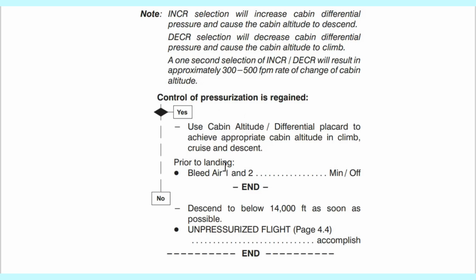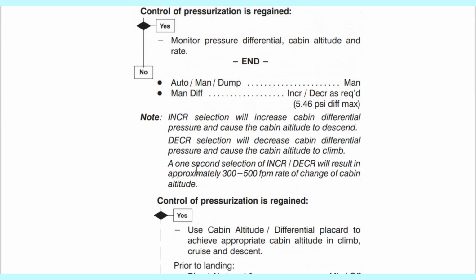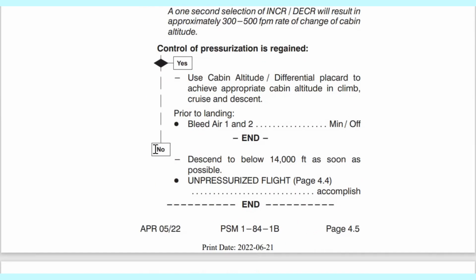But after doing this step, again you say, I am not able to control the pressure. Now it's time to say we have to go down, and then you have to do your procedures as per your company SOP to go down. And then once you have descended to 14,000 feet, you go to the unpressurized flight checklist, which we just saw earlier above. Okay, so that's how you interpret all this.